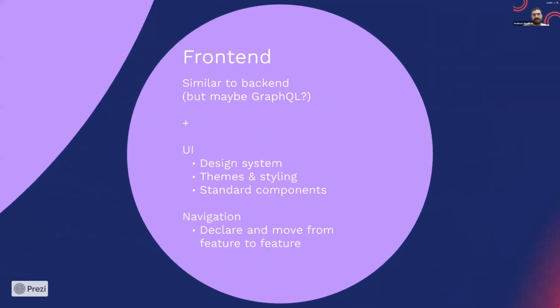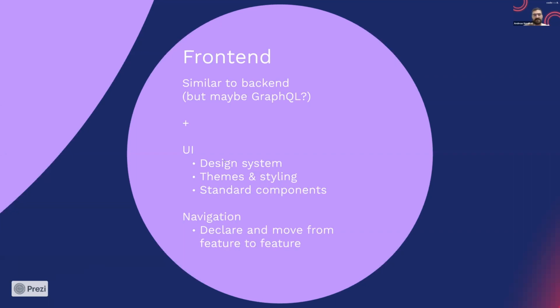On the front end, tenants look usually similar to the back end. So network request, analytics, logging, etc. You might consider using GraphQL here as well, which is pretty common as a front end, back end API. And you also have to deal with front end specific things like a UI design system, how to do themes and styling consistently across different apps, and how you standardize components across different applications from the same company.